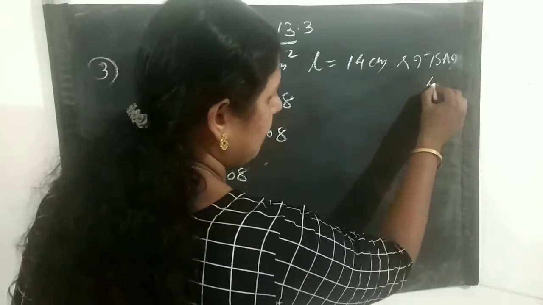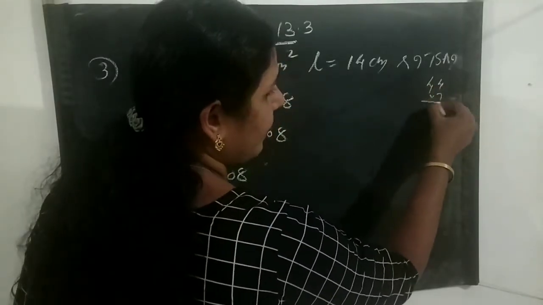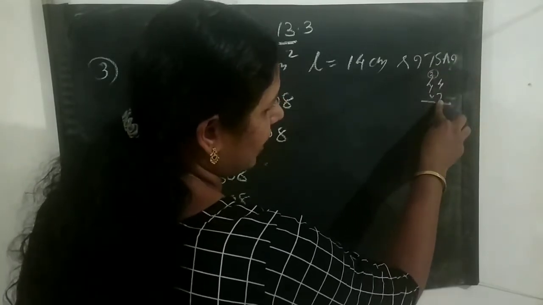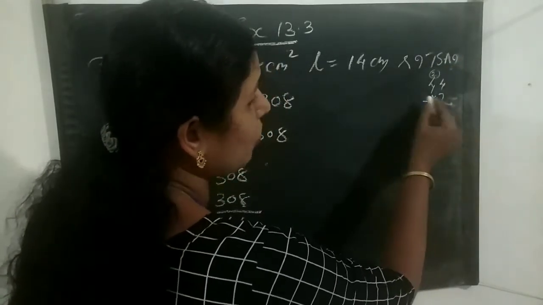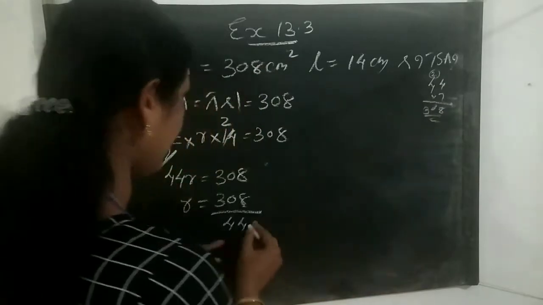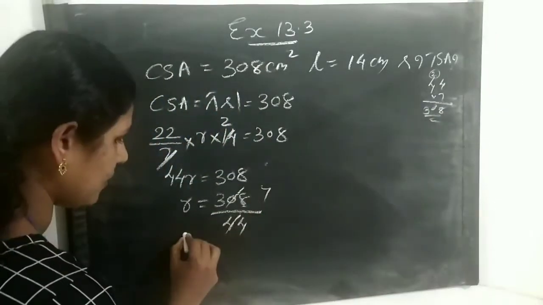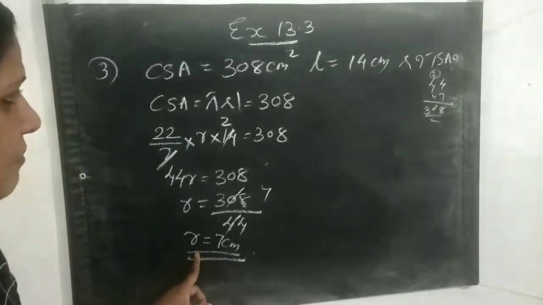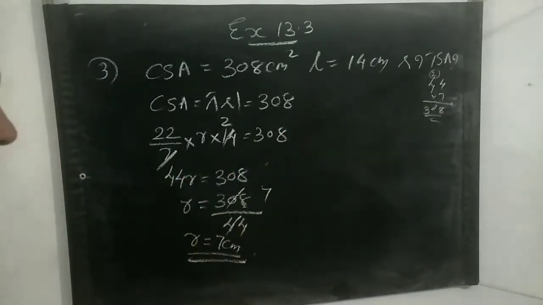So we just multiply this 44 into 7. 7 4s are 28, 28 plus 2, 30. Okay, we get 308. So R equal to 7 centimeter. So first we got R equal to 7 centimeter.